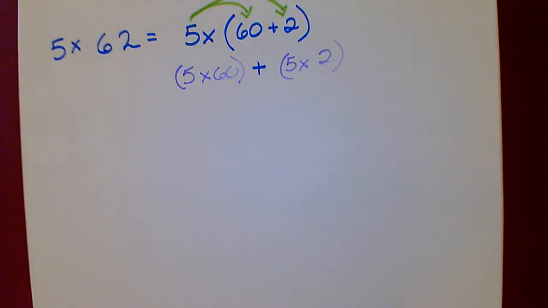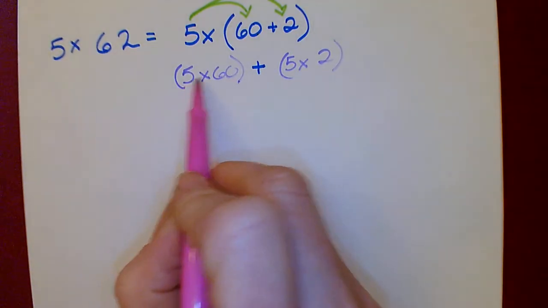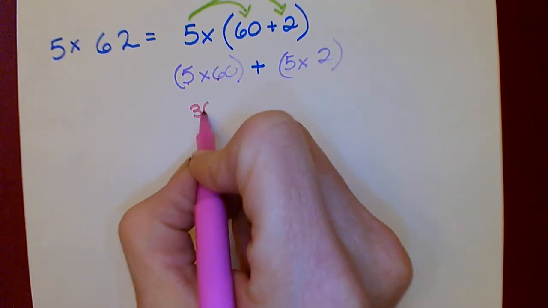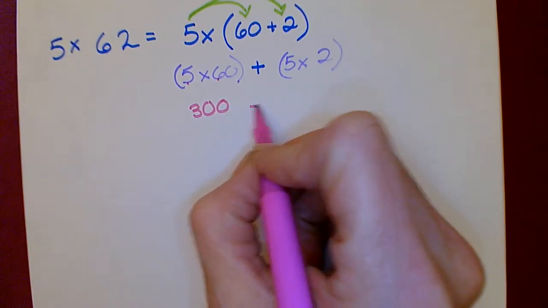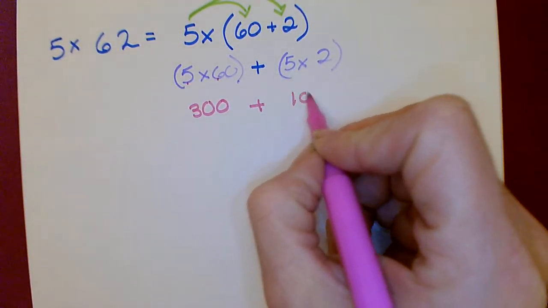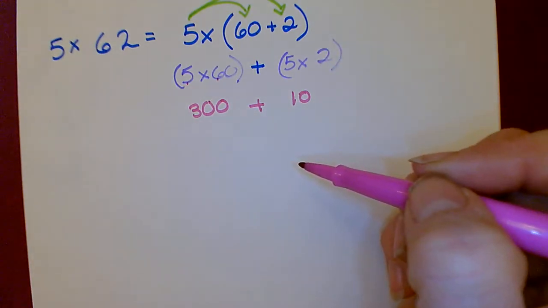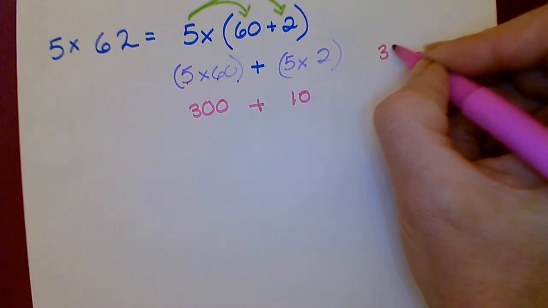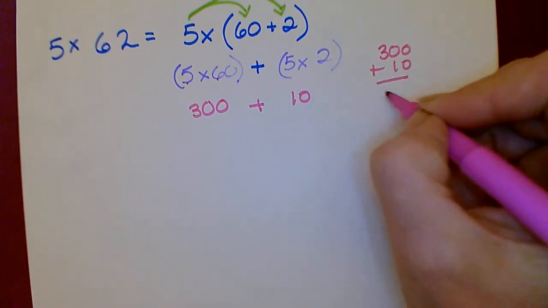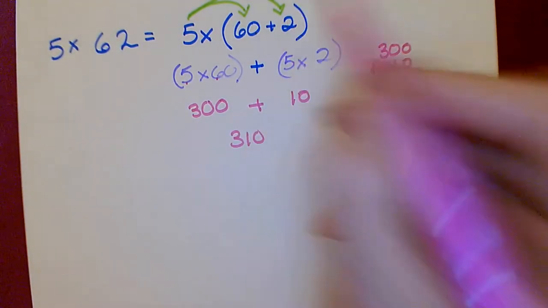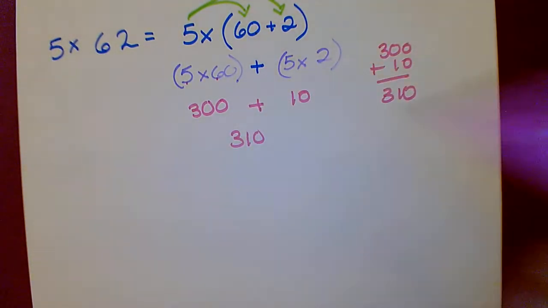All right, so expanded form, distribute, zero trick, add. Here comes the zero trick, my friends. So 5 times 60. 5 times 6 is 30, and add on your 0. Plus 5 times 2 is just plain old 10. So to add, we're going to do 300 plus 10 is 310. Nice and easy. And we write that.